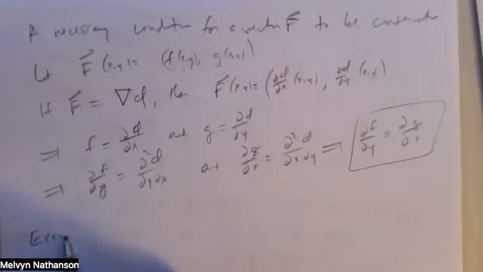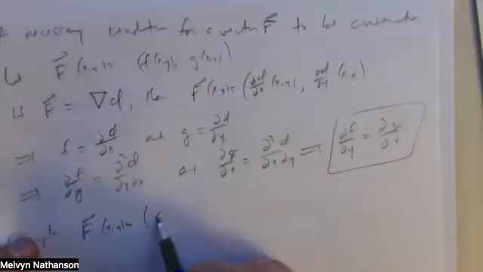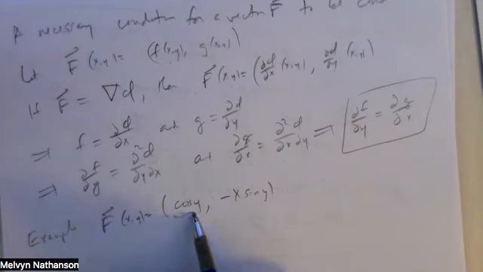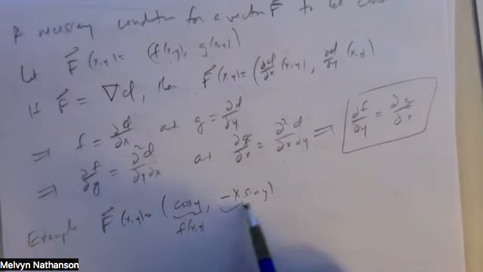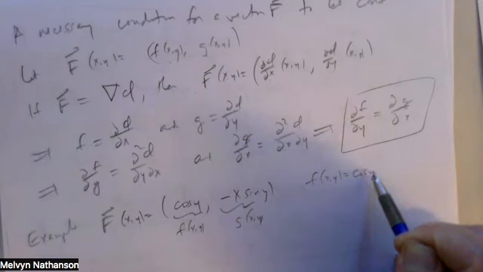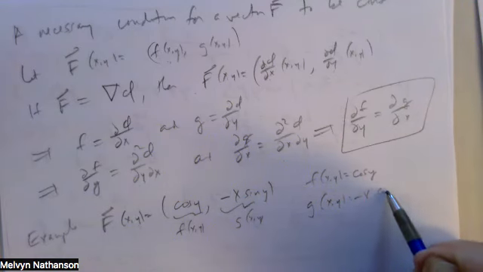See, let's look at our example. We had an example a moment ago where we had a conservative vector field F equal to cosine y, minus x sine y. So in this vector field, this is my function little f of xy, and this is my function g of xy. It is f of xy equals cosine y. g of xy is minus x sine y.